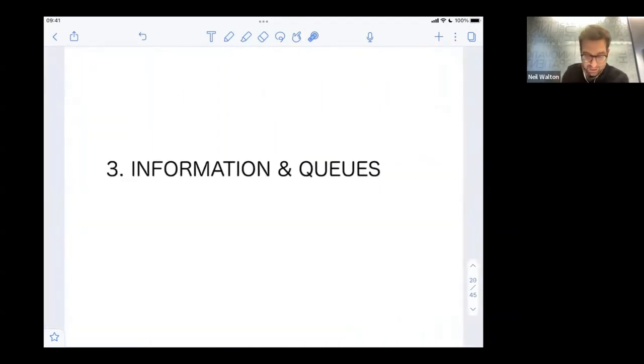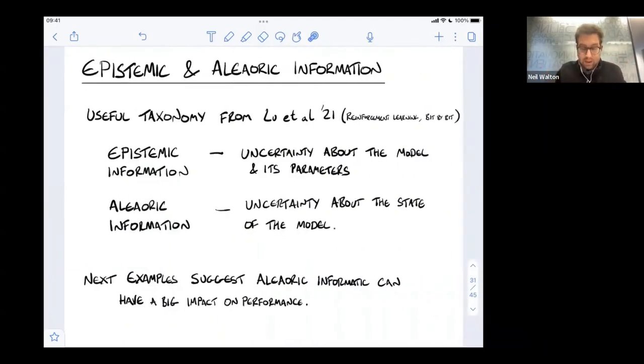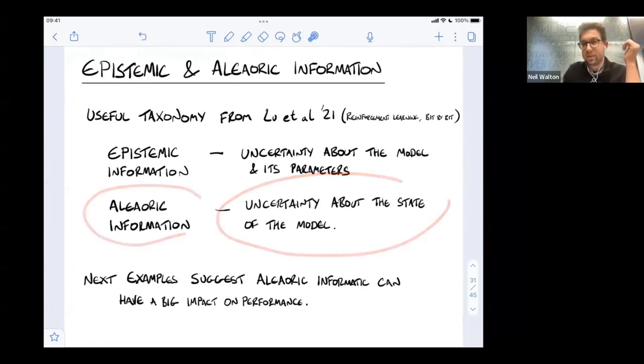Okay, I'll go through this a little bit quickly, but this is more due to my co-author, who is interested in information and queues. What information should you store? What's the correct characterization of a system? This is taken from a paper by Benjamin Van Roy and co-authors, a reinforcement learning colleague of Quang's. He thinks of the state of a model in two categories: epistemic information, which is model uncertainty about the parameters of the model, and aleatoric information, which is uncertainty about the state of the system itself, okay.